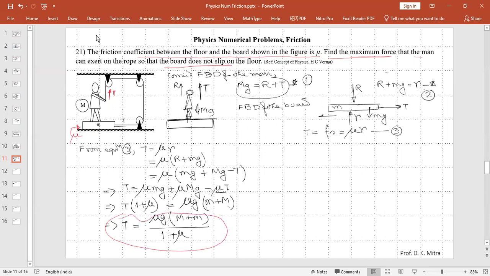So this is the maximum tension this man can apply on the rope. If he applies more than this on the rope, the tension will tend to lift the man up, and the same tension here will tend to slip the board down under his feet. So these are the two problems. Next we shall see more problems on friction.